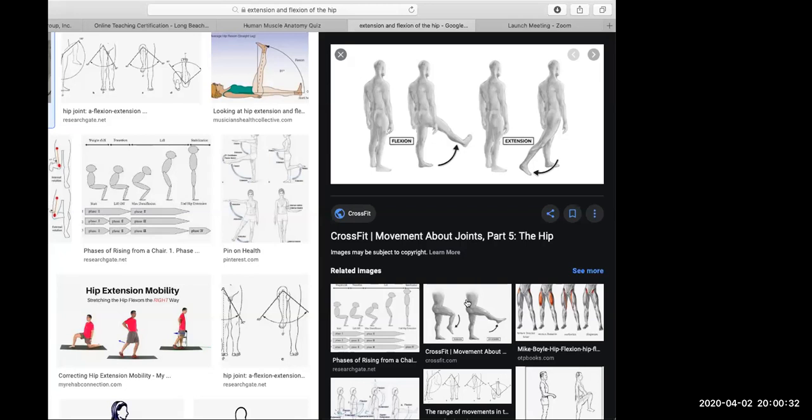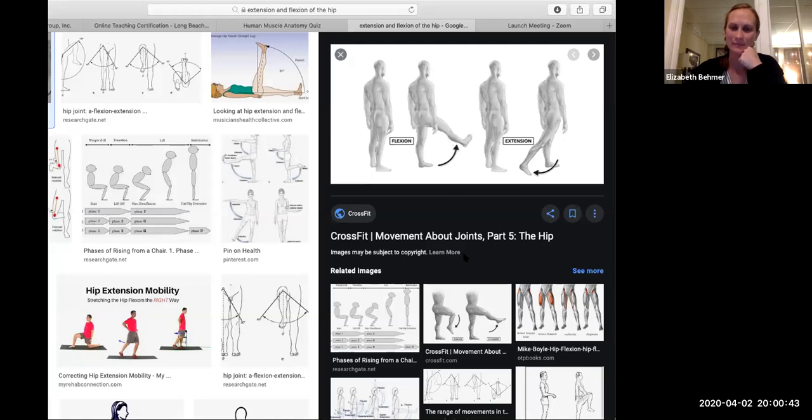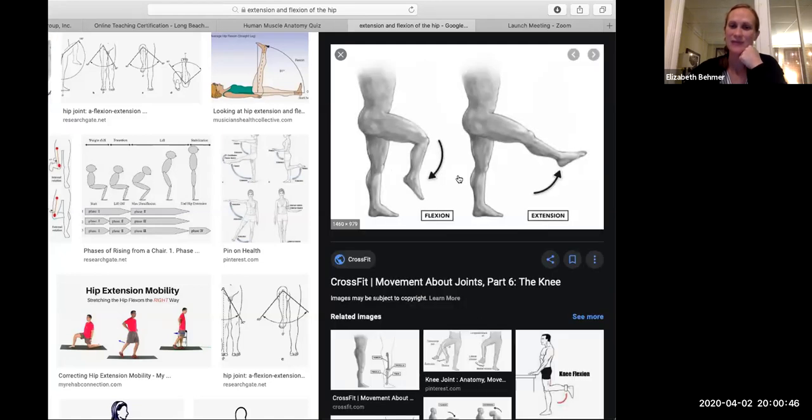So flexing would go forward. If you're standing straight, that's the angle you're looking for? Yes, exactly. Not to confuse you guys, but this is showing flexion and extension of your knee. So this picture is showing flexion of your knee and extension of your knee. So it takes on opposite meanings, whether you're talking about your hip or your knee, which are two very different body parts.